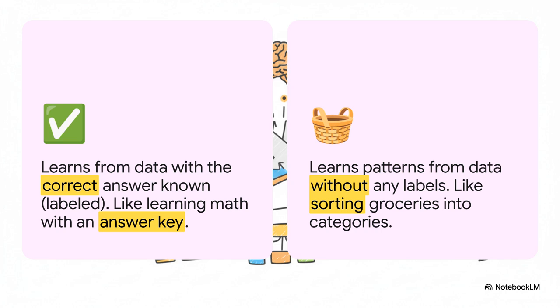Think of supervised learning as studying with an answer key. We give the machine data that's already labeled, like a million pictures of cats that are all labeled cat, and it learns by checking its own answers and fixing its mistakes. Unsupervised learning? Well, it's the exact opposite. We just give it a mountain of unlabeled data and say, go find the interesting patterns in here. It's like sorting groceries into piles without anyone telling you what the categories should be.